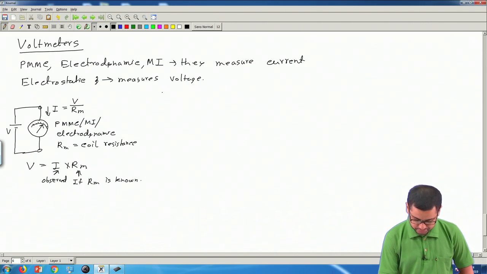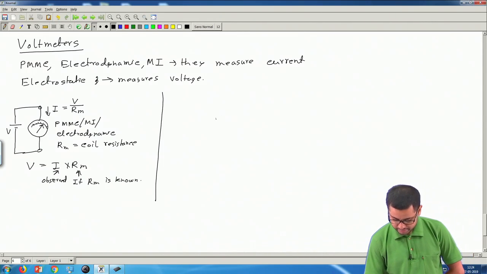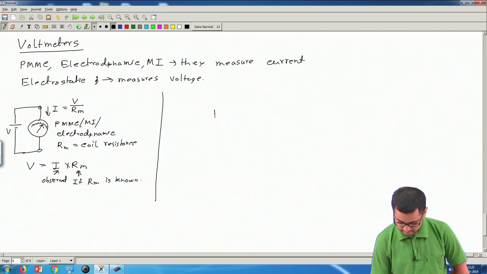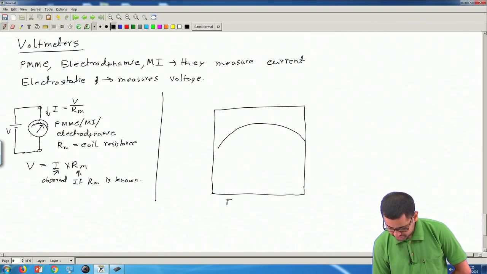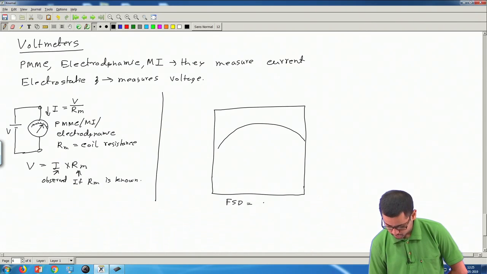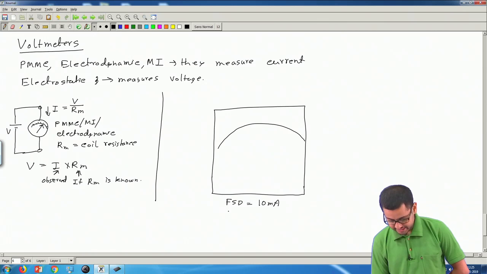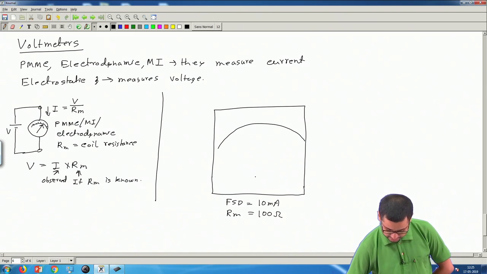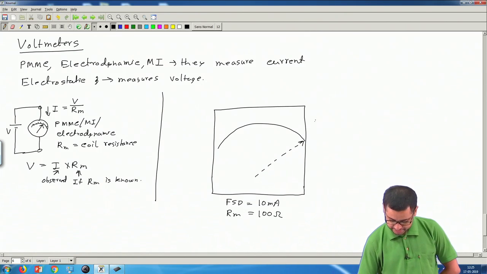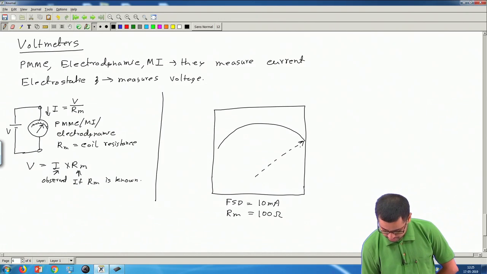So, if I have a PMMC meter with full scale deflection current, say equal to 10 milliampere, and say the coil resistance is 100 ohm, that means the pointer goes to extreme right when the current is 10 milliampere. So this position indicates 10 milliampere.